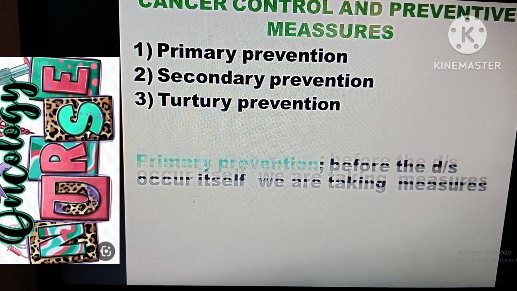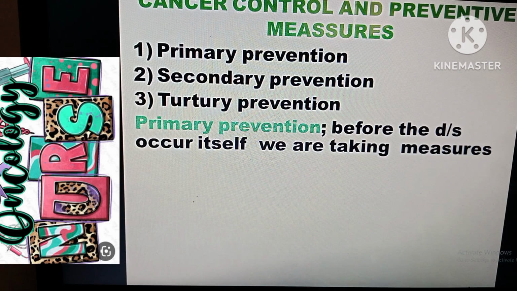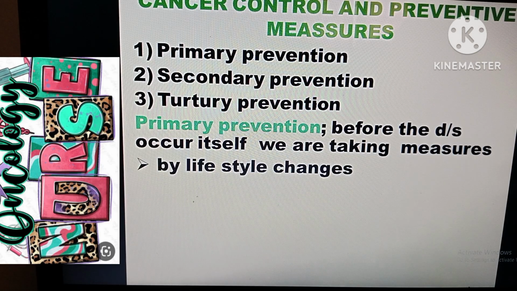So all these before the disease occurs itself, we are taking measures by lifestyle changes: avoiding smoking, drinking, gudka eating, exposing long time to sunlight, and tanning beds, going to the salon and exposing to the tanning bed. Stop all those things, all the lifestyle changes, avoiding a sedentary lifestyle, having daily yoga, meditation, exercise.